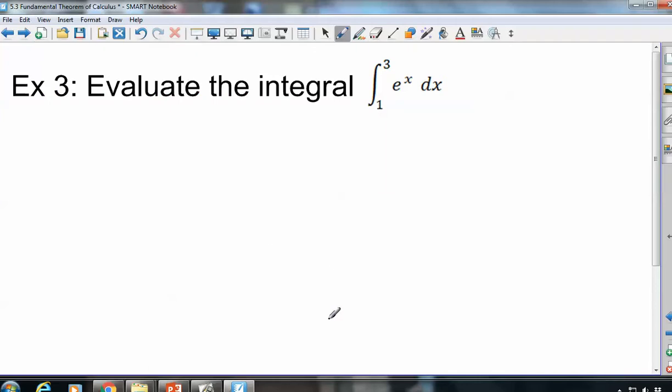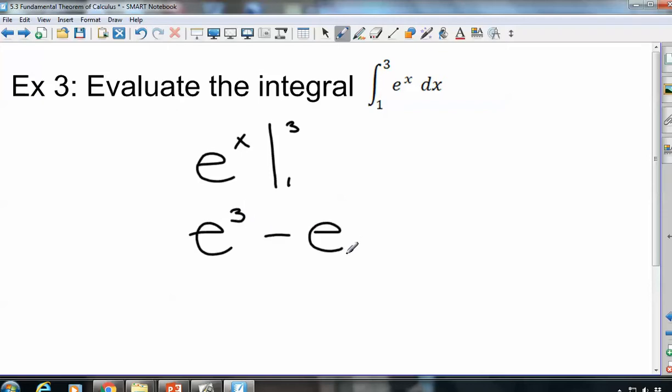So I just want to keep practicing these integrals. We had them on your test. We're going to keep having them the rest of the semester. So if I want the antiderivative from 1 to 3 of e to the x dx, what's the antiderivative of e to the x? We're evaluating from 1 to 3. So that's just e cubed minus e to the first, or just e.